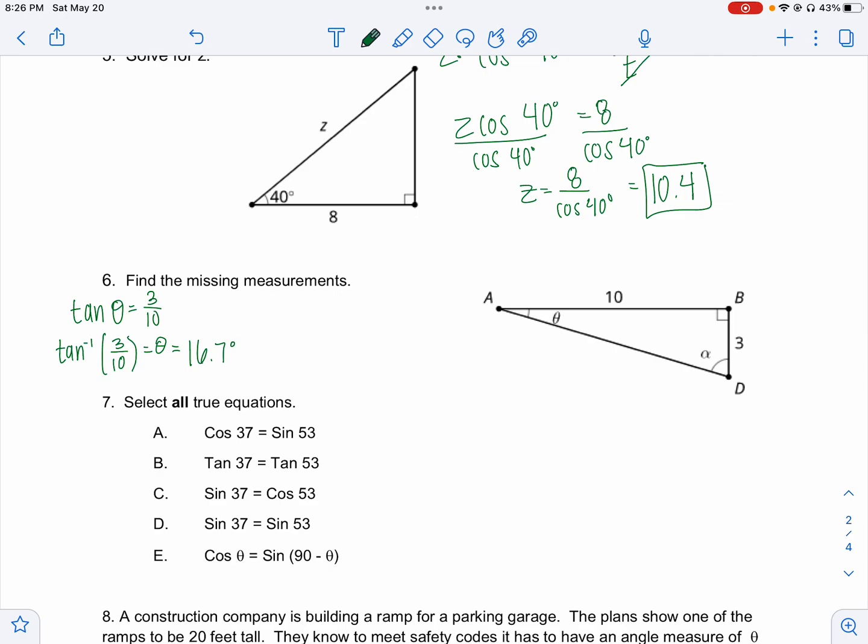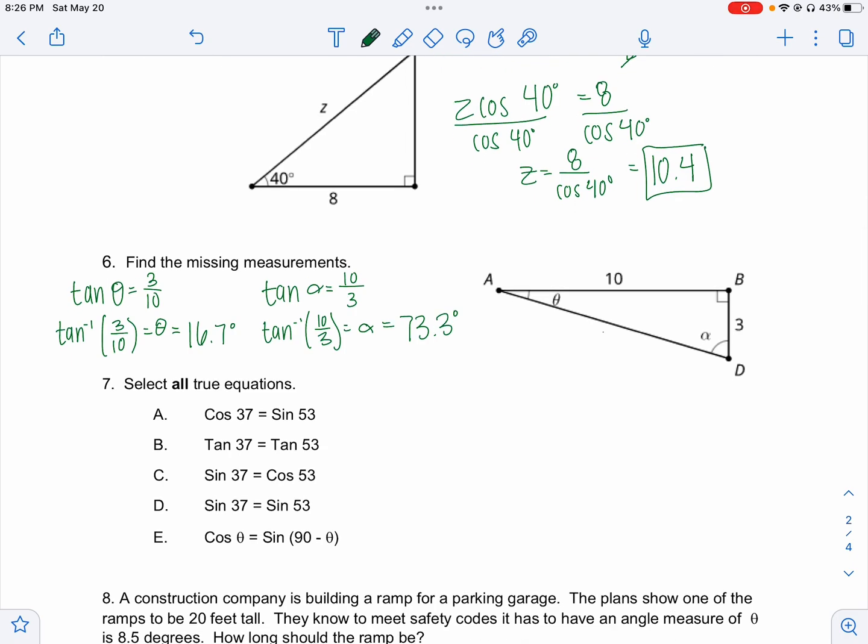The opposite thing will happen with alpha. We can do tangent of alpha is equal to opposite of alpha over adjacent, which is 10 divided by 3. So tangent inverse of 10 divided by 3 equals alpha. And typing that into a calculator, you should get 73.3 degrees.